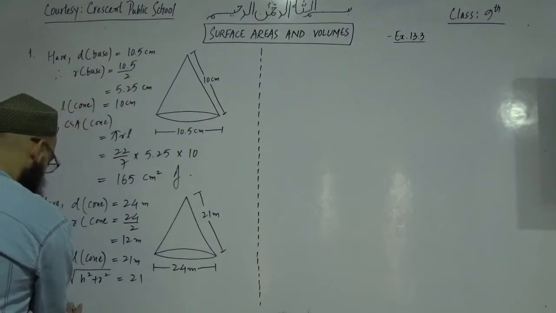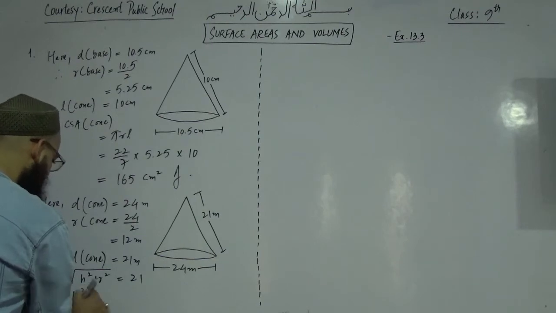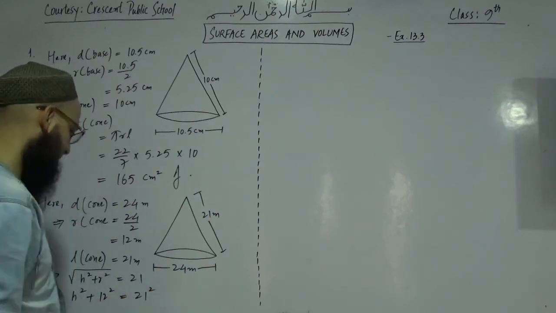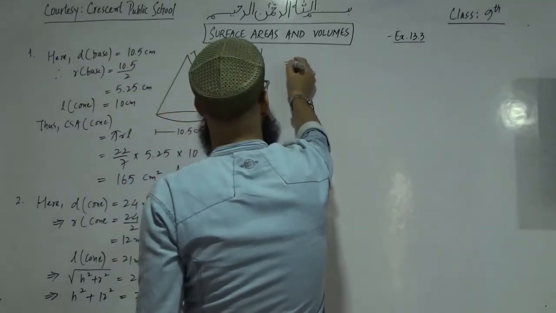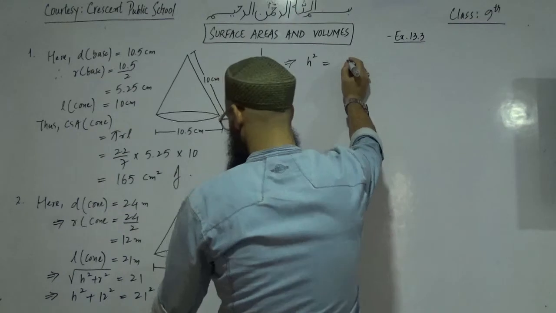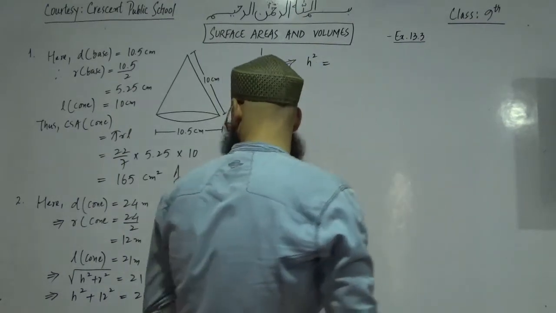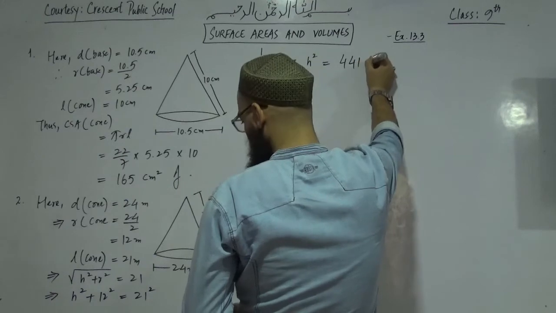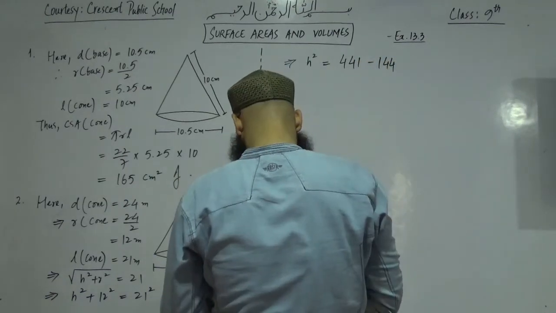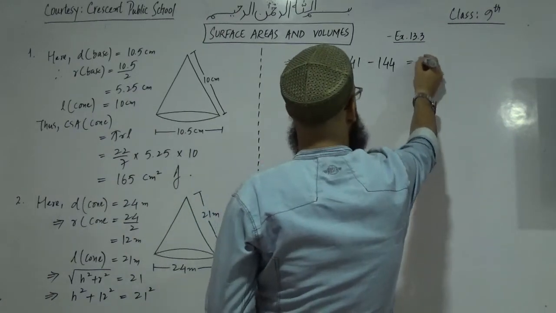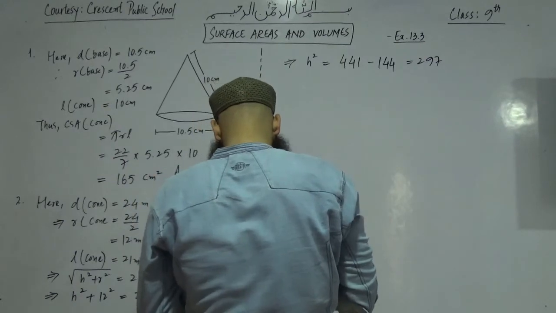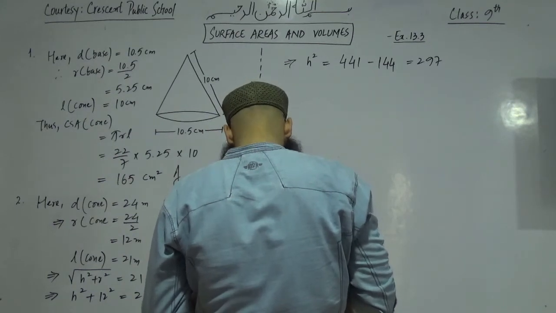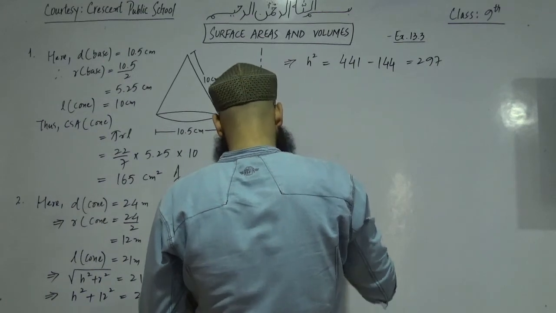Then you can solve that. Squaring both sides, you get h square plus 12 square is equal to 21 square, which implies h square is equal to 21 times 21, that's 441, minus 144, that is 297. So h is the square root of 297, that is 17.23.